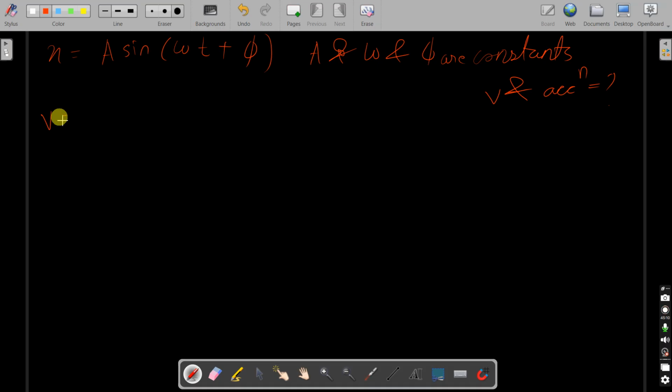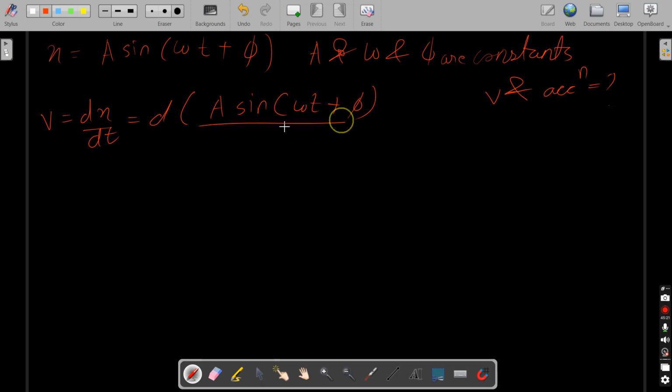So velocity will be dx upon dt. So this will be the differentiation of a sine omega t plus phi upon dt. As a is in multiplication with a function, it will remain as it is. A multiplied by sine of this thing will become cos of this, then differentiate this, then this. This is our rule. The way we solve this, first differentiate this, then this.